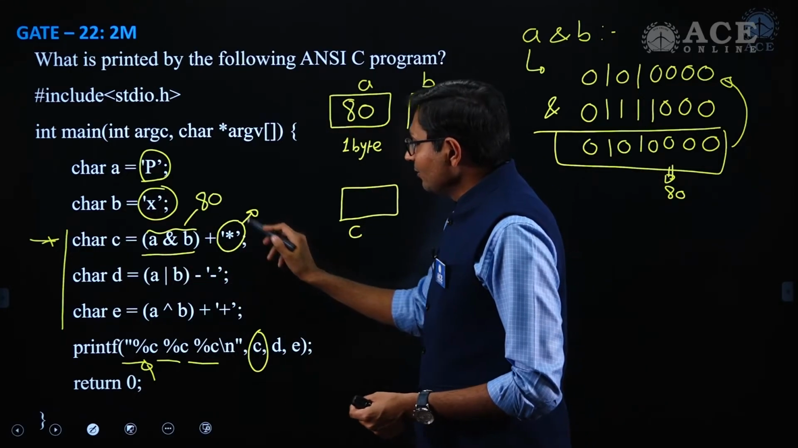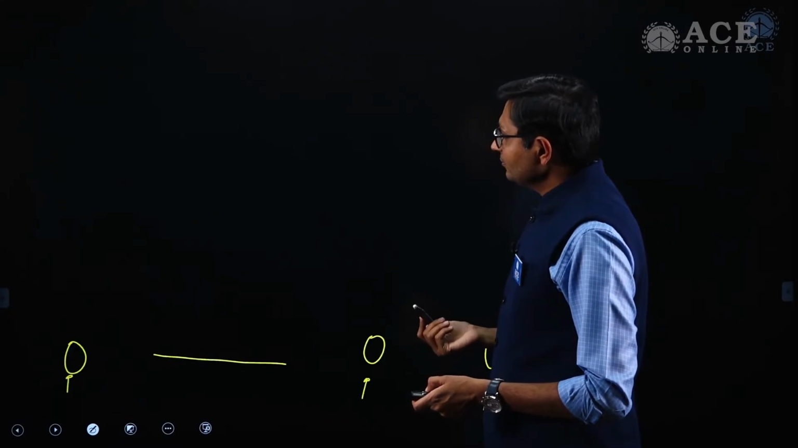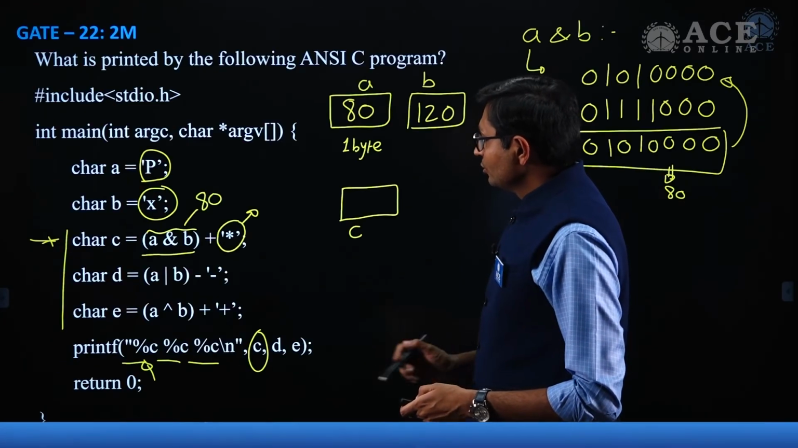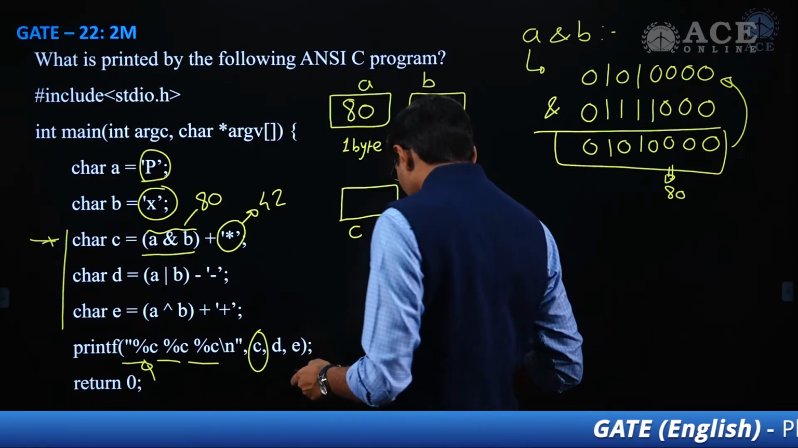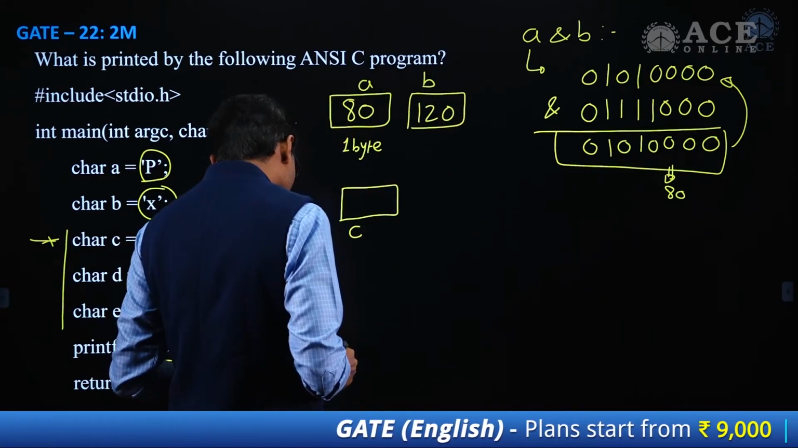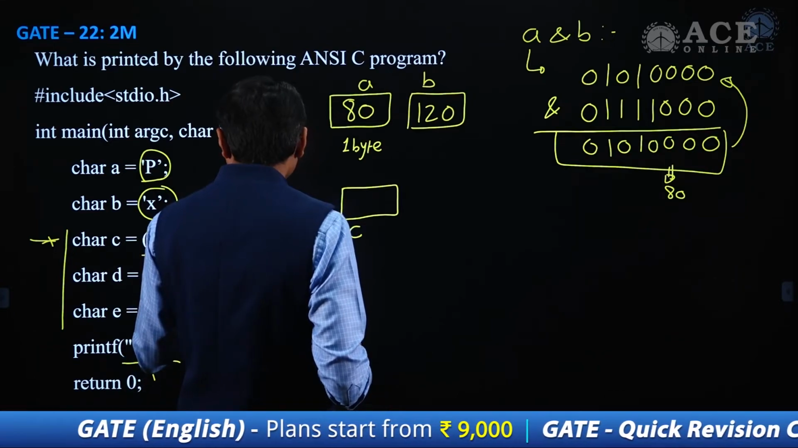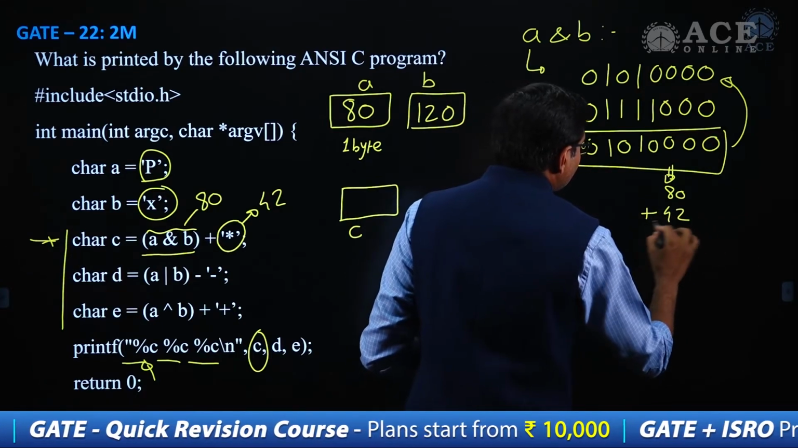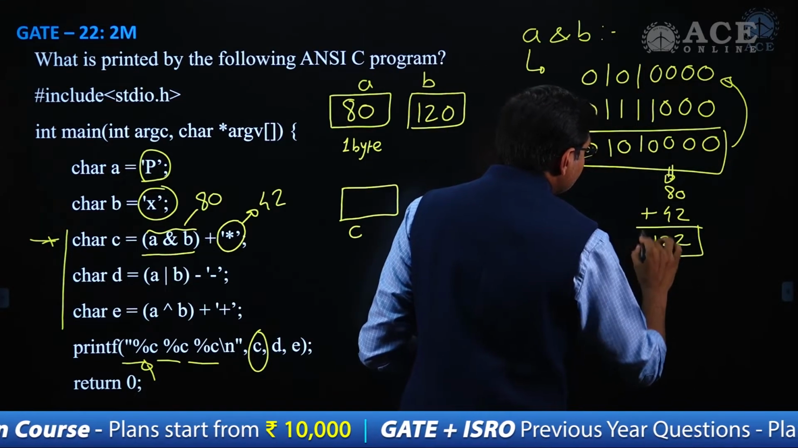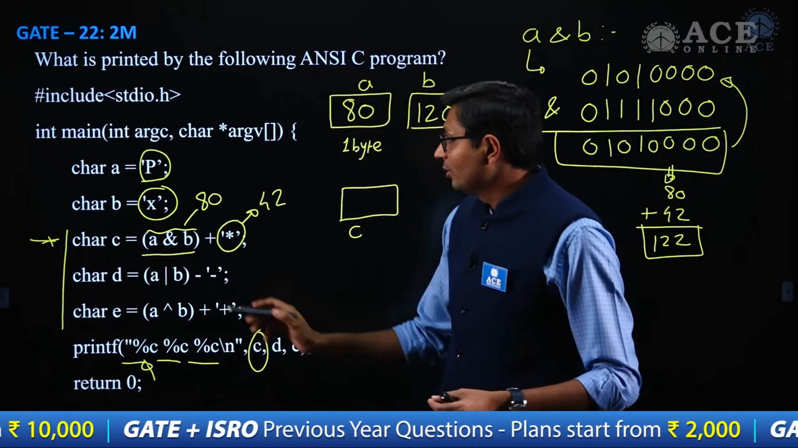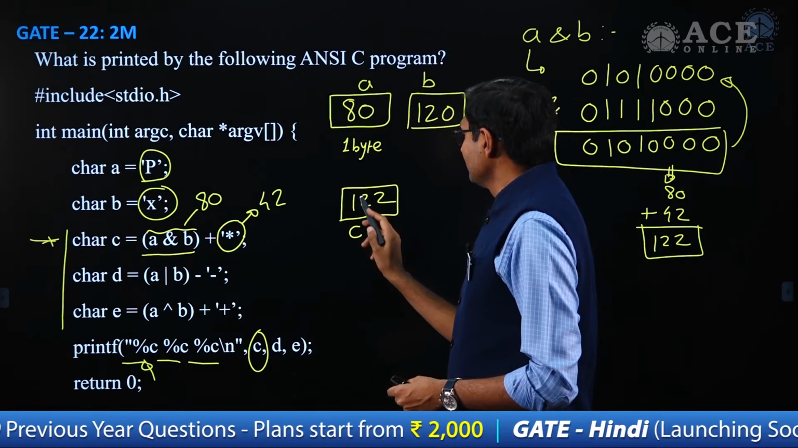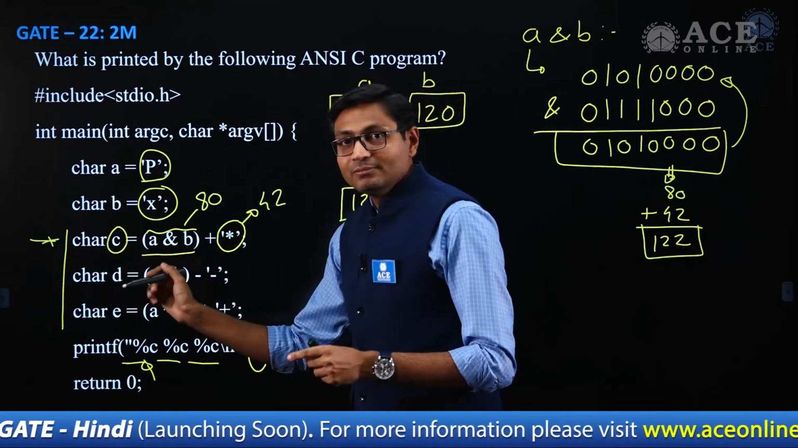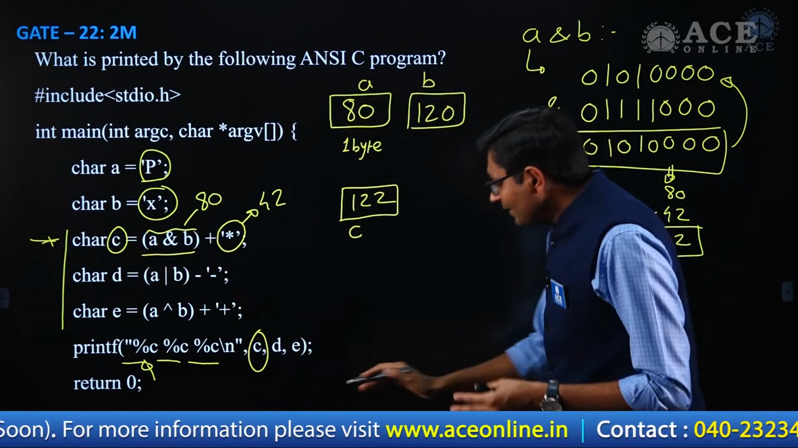Alright. What about star? What is the ASCII value of star? Let's see. Star is 42, right? So what will be our result here? 80 plus 42, that will be 122, and 122 is stored in C.